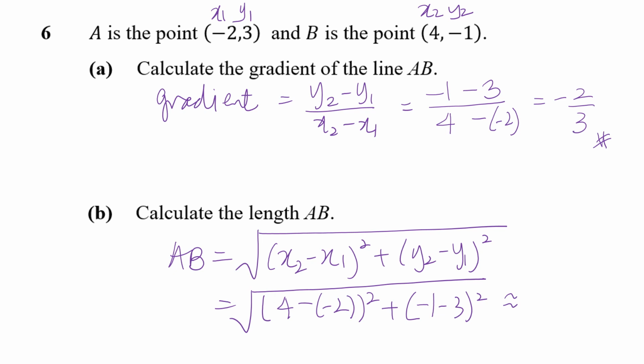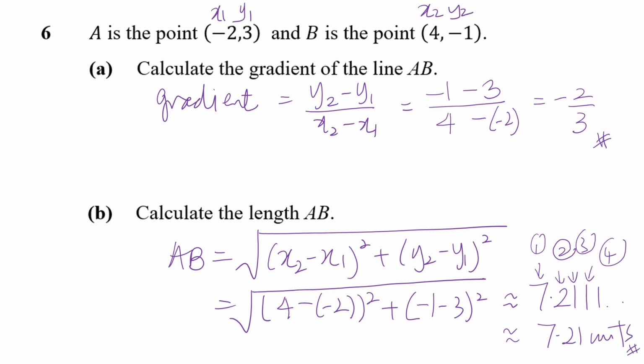4 minus bracket negative 2 close squared plus open negative 1 minus 3 close squared. 7.2111, put to 3 significant figures. So this is first, this is second, third. Look at the fourth guy. Fourth guy is 1, so basically you can just throw it away. Less than 5, you can just forget it after the decimal place. So 7.21 units, that's how we do it.